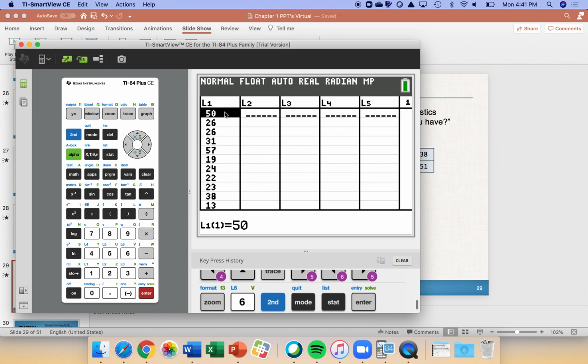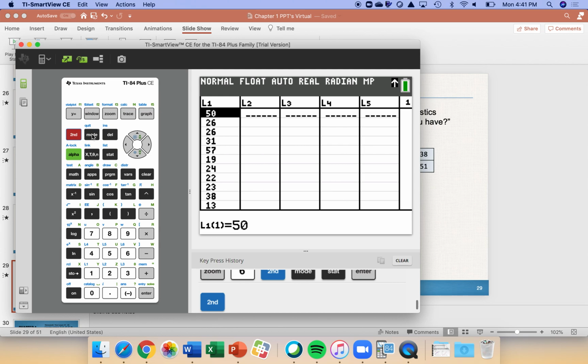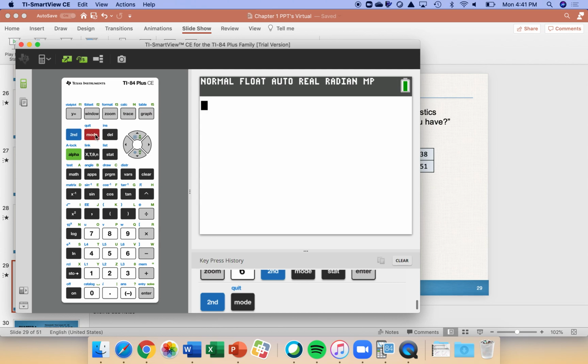Now that my data is in list 1, I want to get out of lists. In order to get out of it, I have to quit. Quit is the blue button above mode. So I hit second and then mode, and it quits. And it puts me back onto a blank screen.